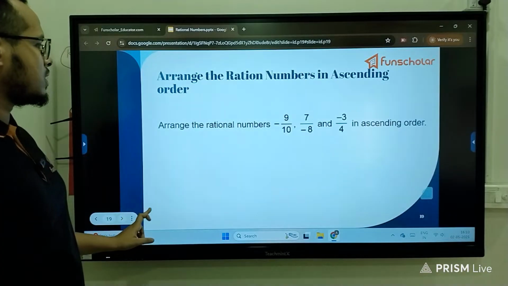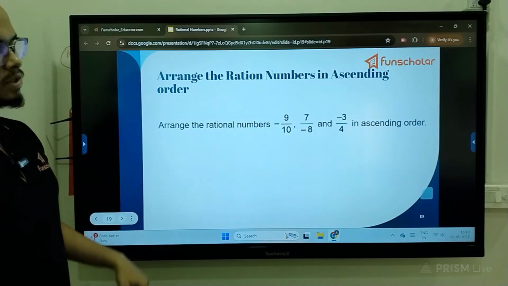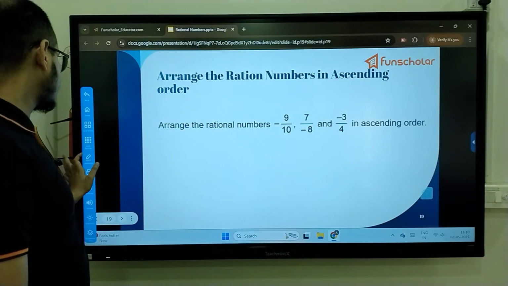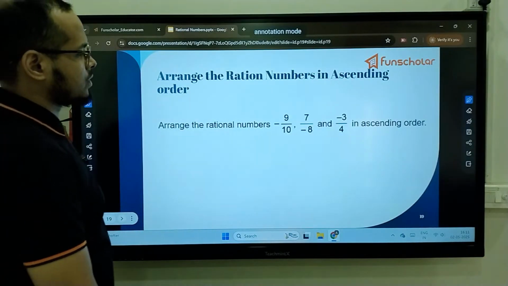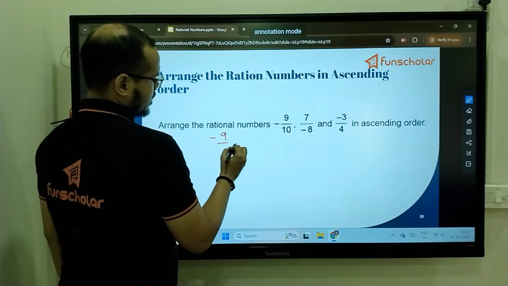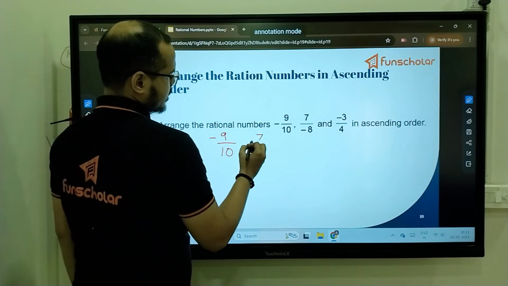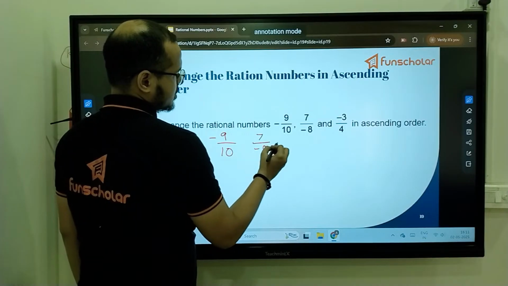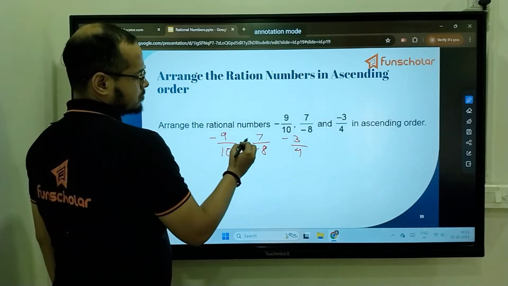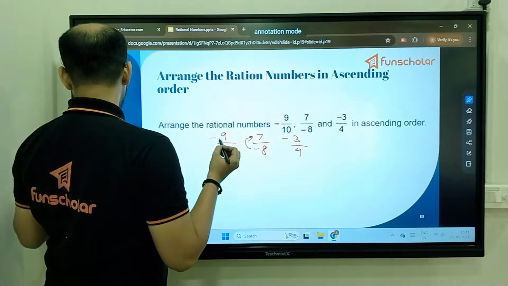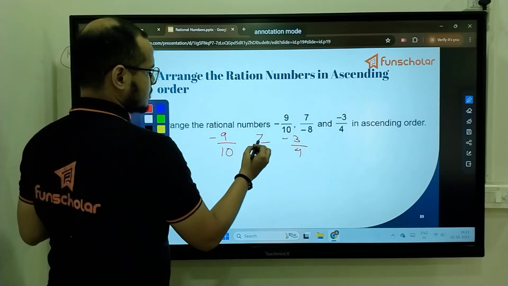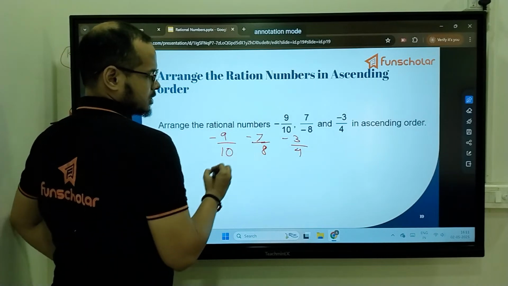Same thing. Now arrange these rational numbers in ascending order. Ascending order means from small to big. Let's do it. I have -9 by 10, 7 by -8, and -3 by 4. First I will put this minus sign in the numerator. So 7 by -8 becomes -7 by 8.